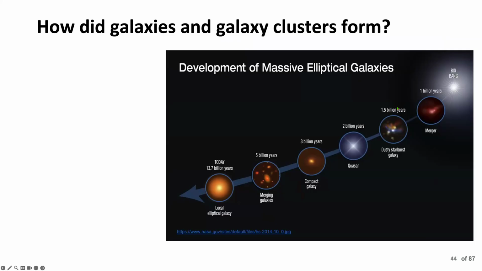Here's a model of the evolution of galaxies from the Big Bang. Clouds of gas and dust collecting to form stars, and then the stars getting bound together gravitationally to form a galaxy. And in virtually every case, a galaxy has a supermassive black hole in its center. We'll get into more details about that.